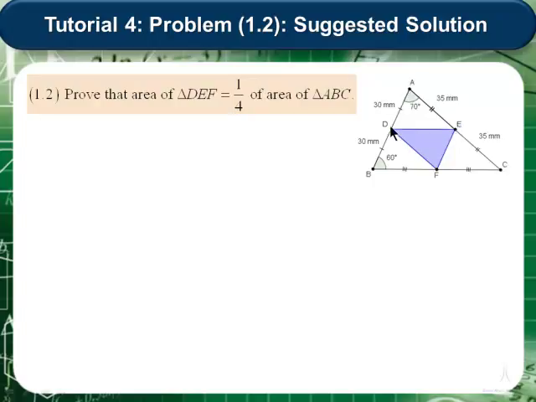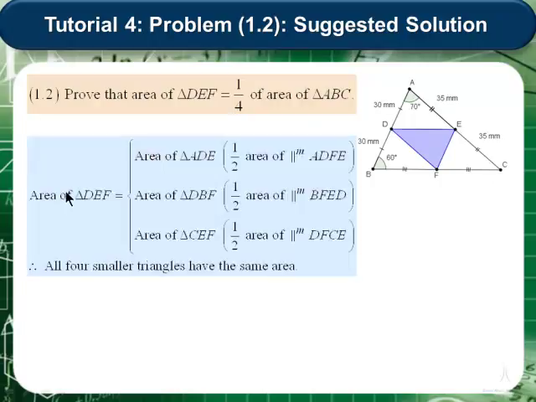In a similar way, quadrilateral DBFE is a parallelogram, and quadrilateral DFCE is a parallelogram. So if we look at the area of triangle DEF, we know that if we draw a diagonal in a parallelogram, then it will bisect the area. So the area of DEF, being half the area of parallelogram ADFE, will be the same as the area of triangle ADE.